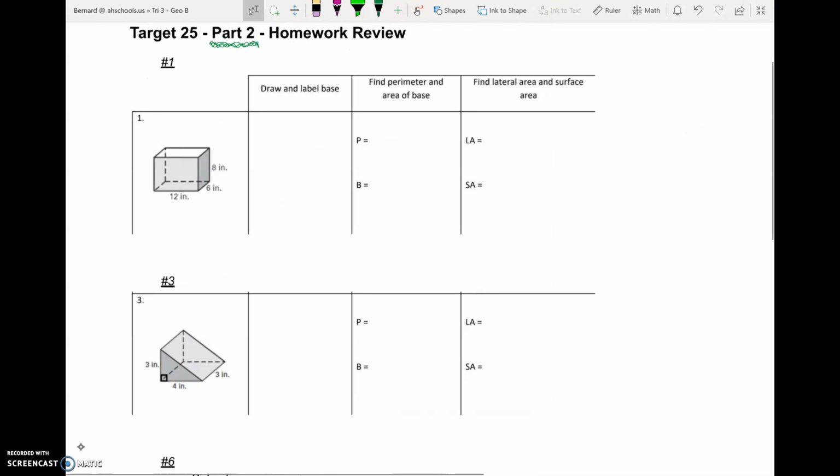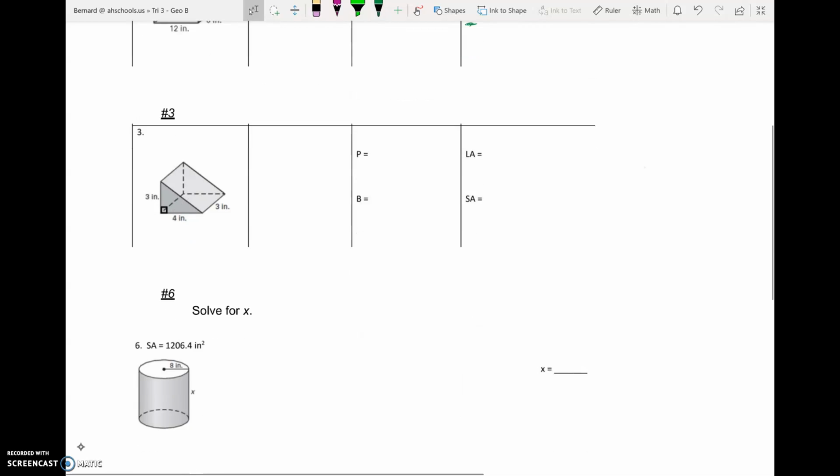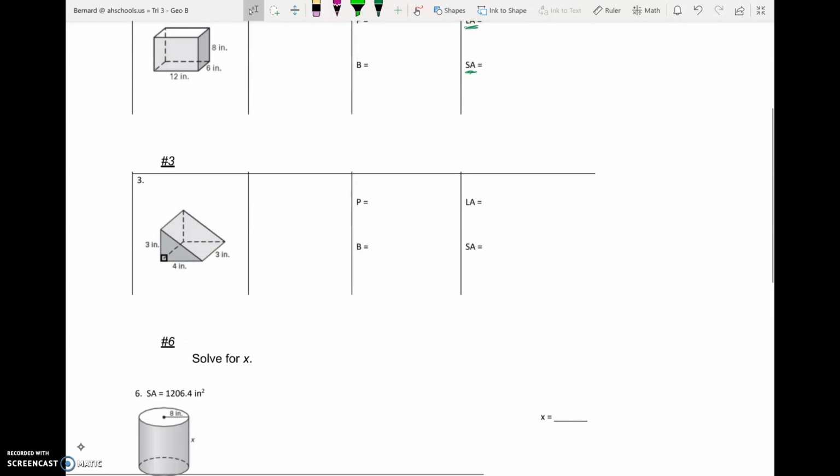And in all of these problems, at least the first two, we're going to find lateral area and surface area. So we got to draw bases, we got to find perimeters and areas of those bases, and then we use them within formulas to figure out lateral area and surface area. And then the last problem, we'll be doing the same thing, but we'll be working backwards.